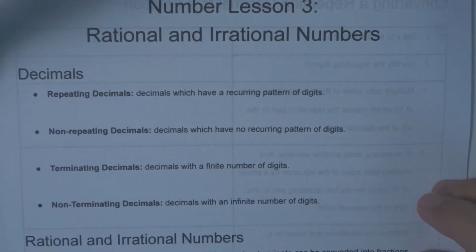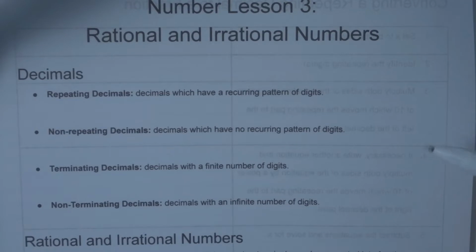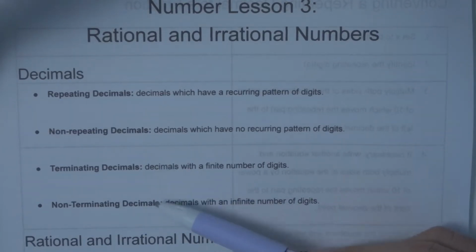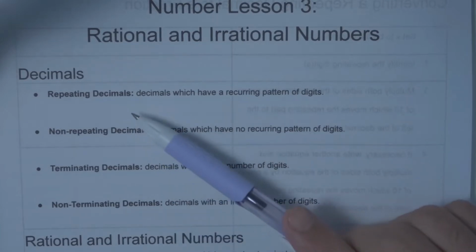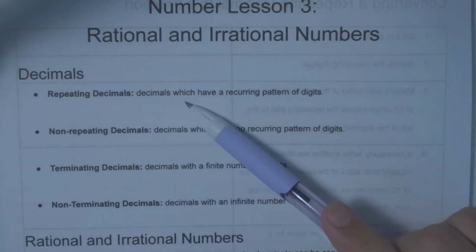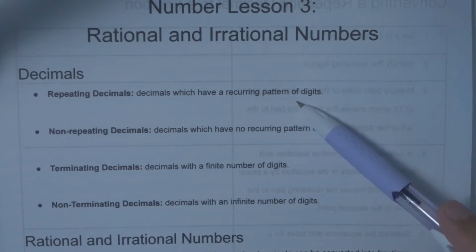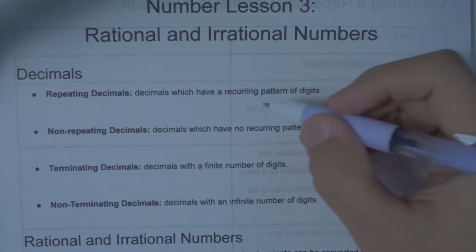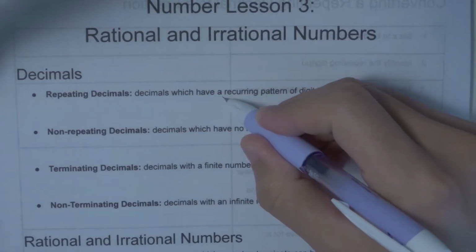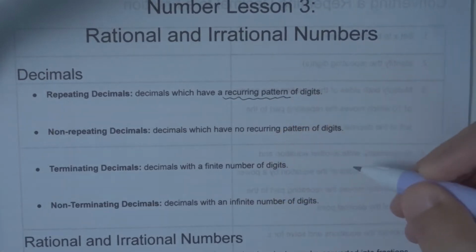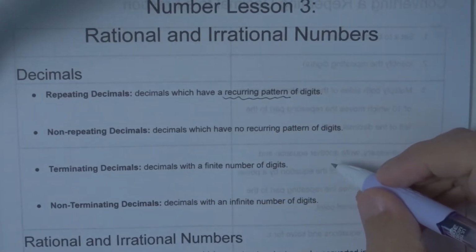For decimals, we have 4 parts: repeating decimals, non-repeating decimals, terminating decimals, and non-terminating decimals. The first one, repeating decimals: decimals which have a recurring pattern of digits. In this part, the important part is the recurring pattern. And for this part, I will give you 2 examples.